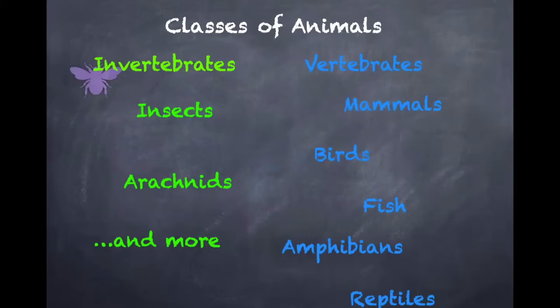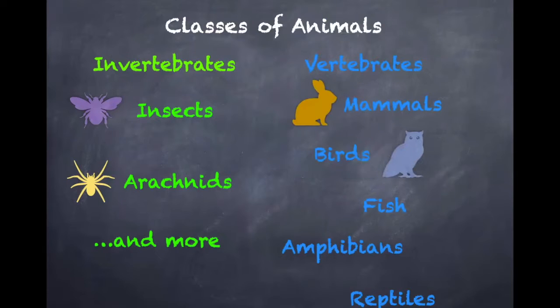Here we have our insects and arachnids, including spiders and ticks. Our vertebrates include mammals, birds, which are both warm-blooded, as well as fish, amphibians, and reptiles. Well, our birds are not all carnivores like the owl, so let's add another bird. And mammals are not all herbivores like this little bunny, so let's add a wolf. Okay, I think we're ready to move on.